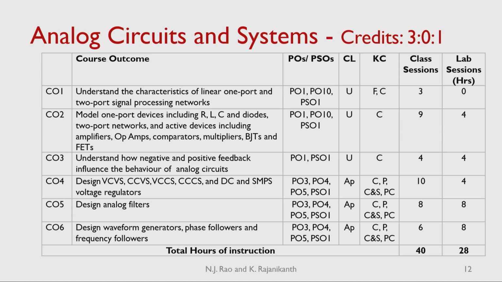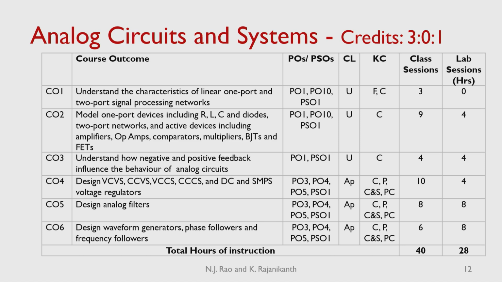Let us look at another course, analog circuits and systems, and this is 3:0:1. That means 3 hours of classroom sessions, no tutorials, 1 laboratory session. 1 laboratory session typically would mean 2 hours. Now this has got 6 course outcomes.